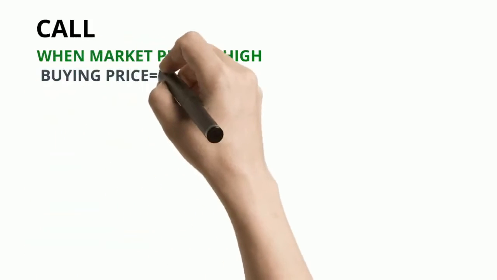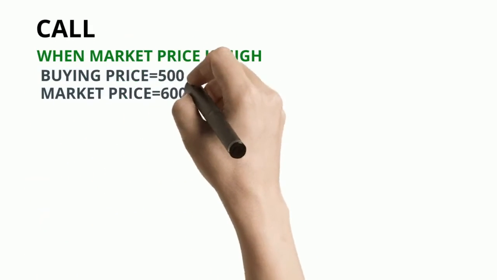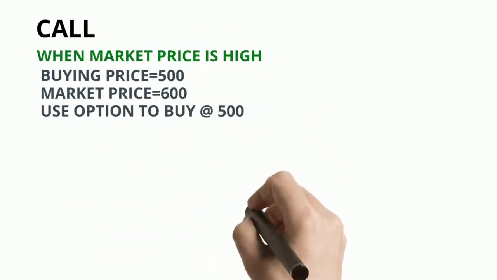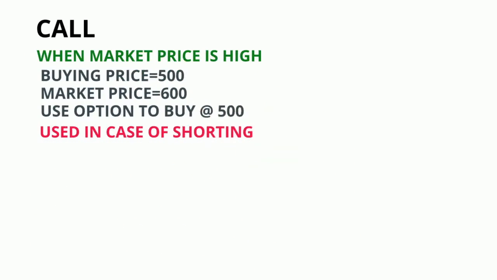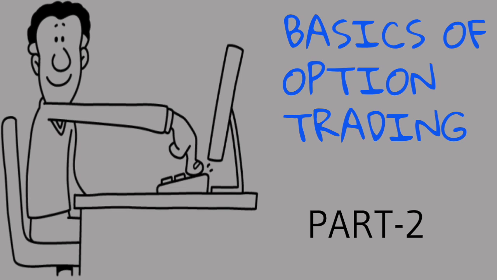Then what is a call option? It is in contrast to the put option. That is, if the price goes up, let's say to 600 from 500 rupees, you can buy at 500 rupees with a call option by paying some premium amount for the contract. It is used in case of shorting.